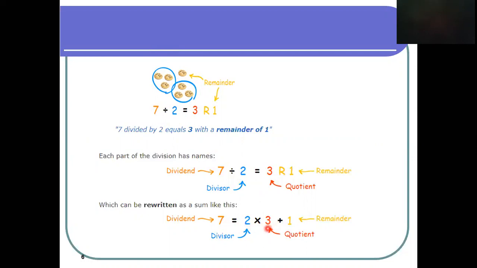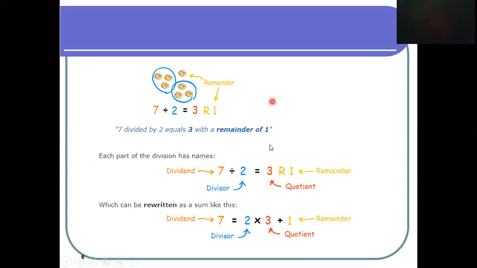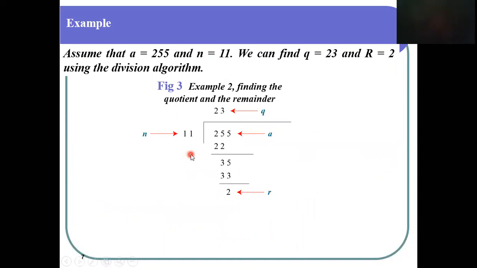In that case, dear student, in the previous theorem on slide 5, I just elaborated this theorem with the help of one very simple example. So this is another example where a is 25 and n is 11. We find that q is 2 and r is 3. In that case, if you divide 25 by 11, the quotient will be 2 and the remainder is 3.